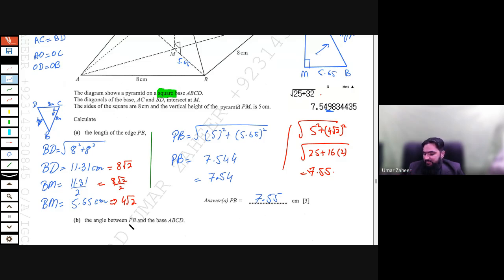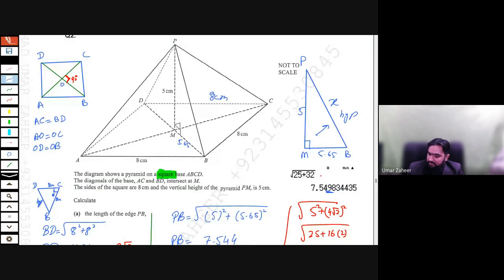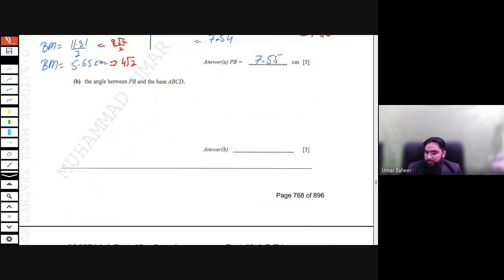Okay, in the next part he says that you need to calculate the angle between PB and the base. So this is PB and this is the line that is exactly at the bottom. So this is the angle that we need to find. Let's see how to find this angle. Let's say it is angle Y. Yes, how can we find it?